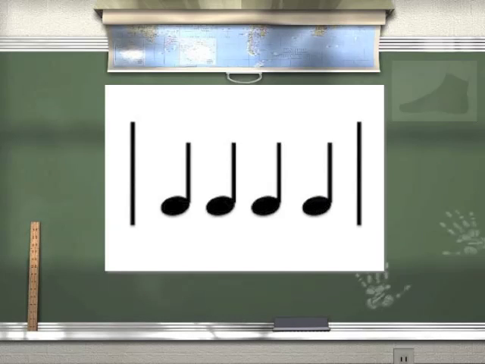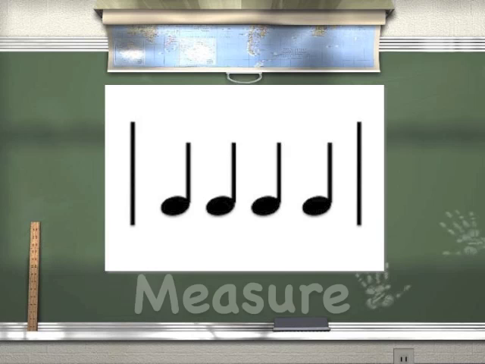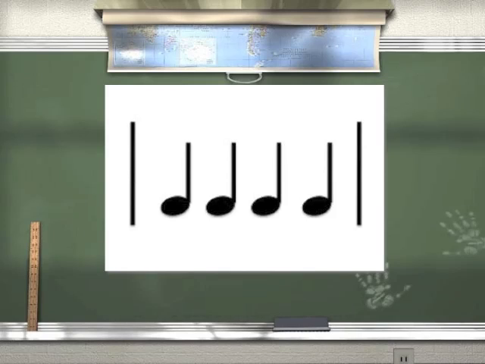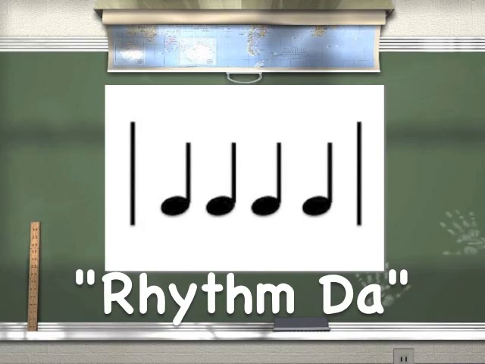Here are four quarter notes between two bar lines. The area between the bar lines is called a measure. Listen while I rhythm da this measure of quarter notes. The purpose of the rhythm da is to concentrate solely on the duration of the notes in relation to the foot tap, without adding pitch or verbally counting beats.